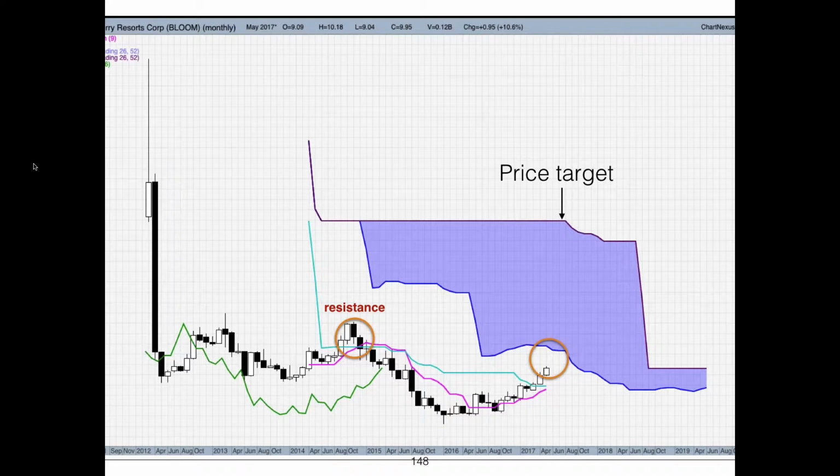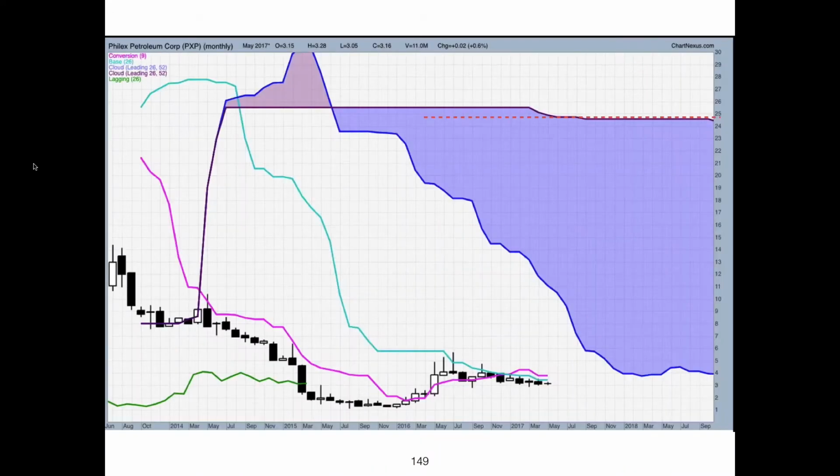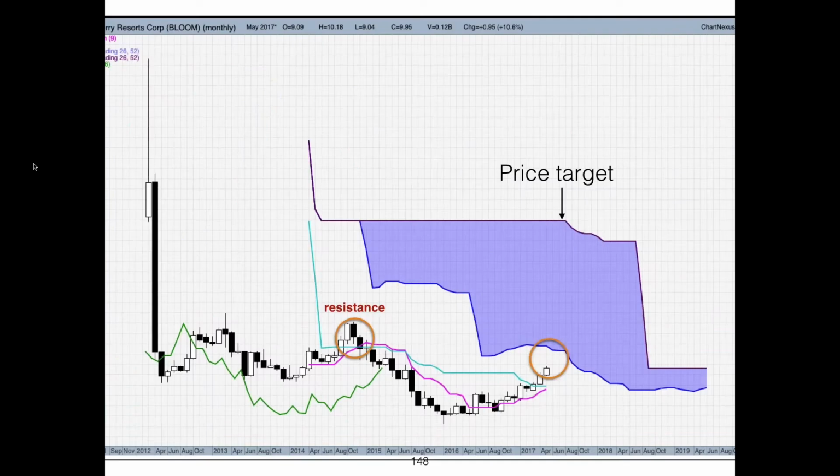Notice previously that Bloom tried to break out of resistance but failed. It tried to break out above the Kijun-sen resistance but failed. It made another run, tried to break. Now it's trying to break above the Senkou A.